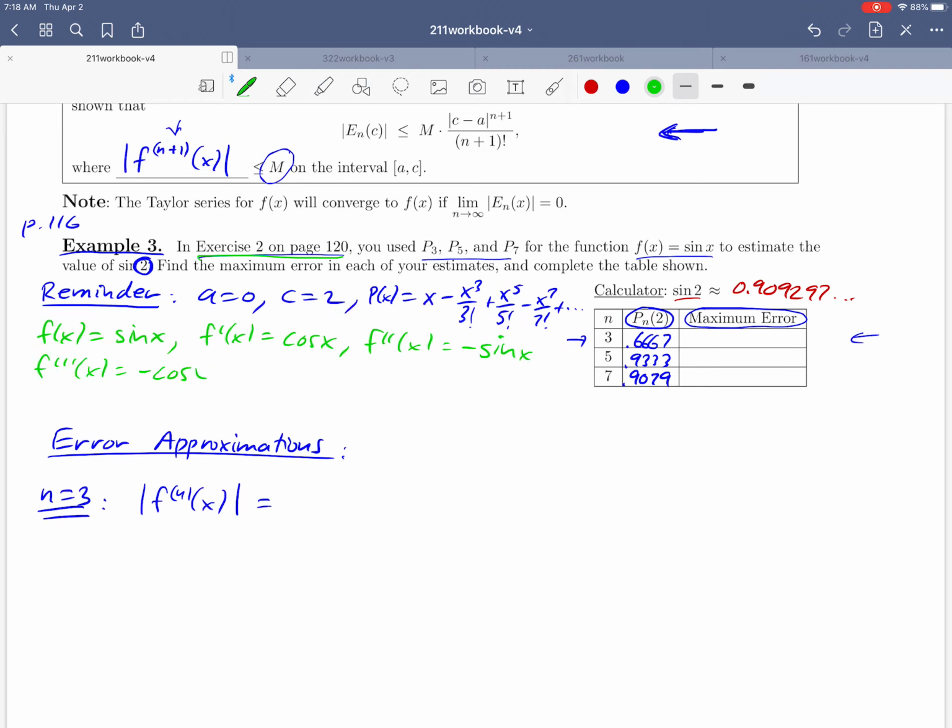Finally we come to the fourth derivative. Derivative of negative cosine is positive sine, and there it is. So the absolute value of the fourth derivative is the absolute value of sine of x. And what we are interested in is what is the absolute biggest that that function could get.